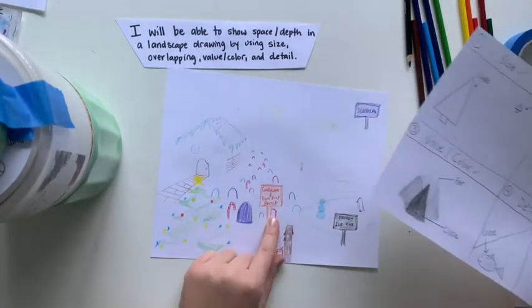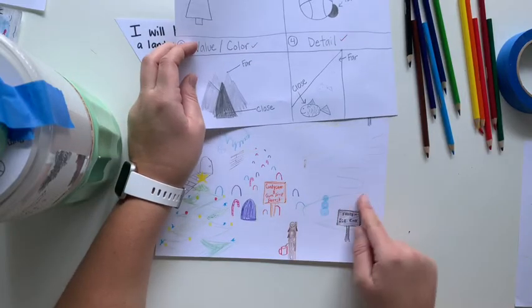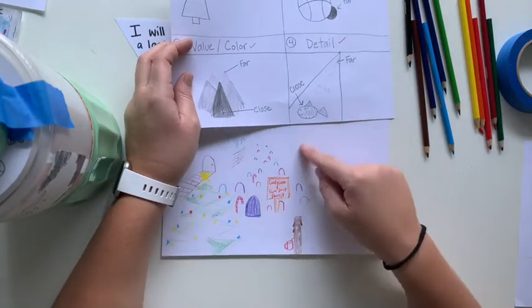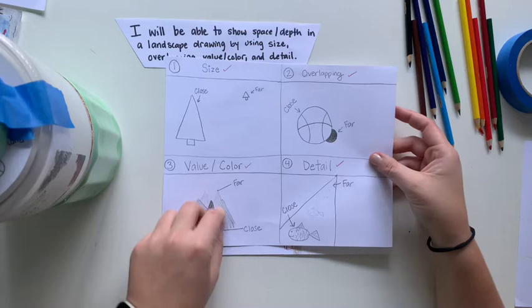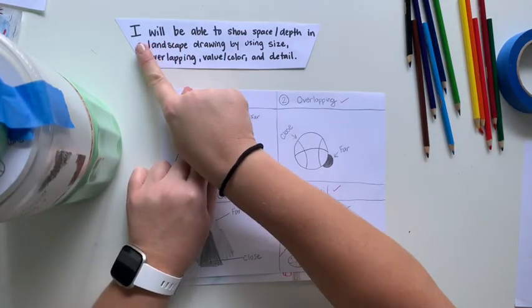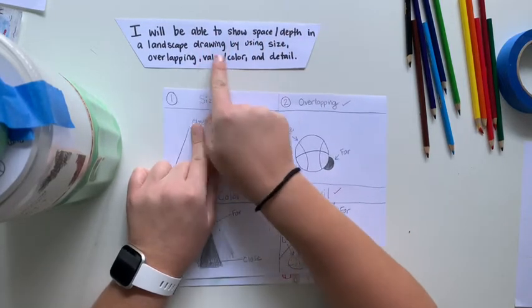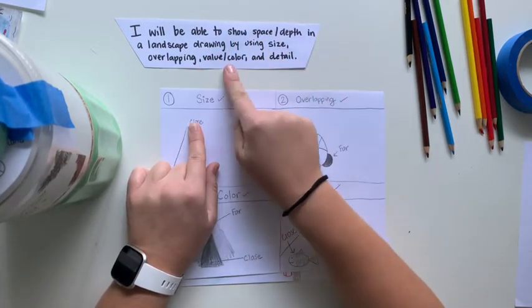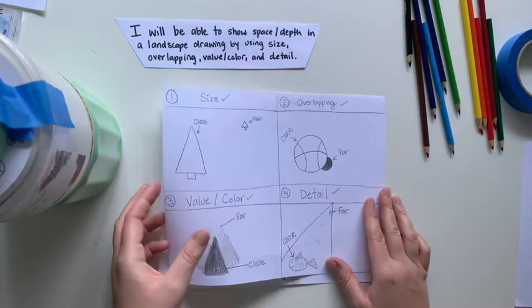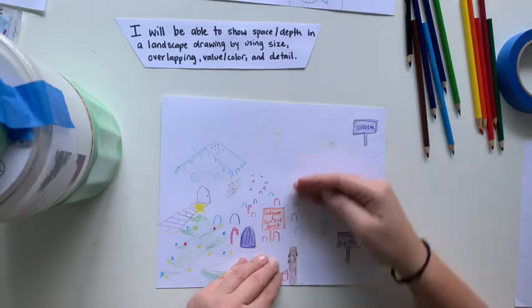As you're drawing and you're adding your details and you're adding your signs and your little animals and whatever you want to add in your hills, you want to make sure that you are remembering our techniques, because the goal is that you will be able to show space and depth in a landscape drawing by using size, overlapping, value, color, and detail. So we want to be able to make our drawings realistic, and we want to show that there's space in our picture.